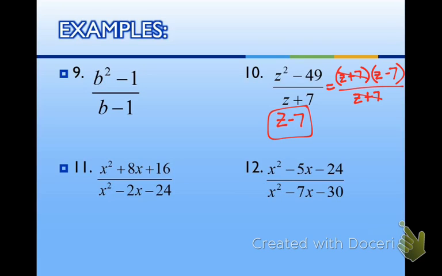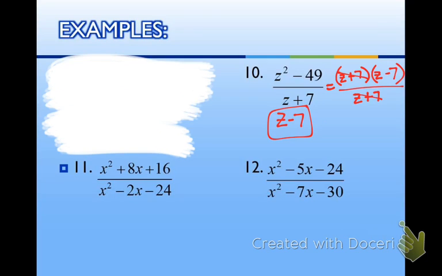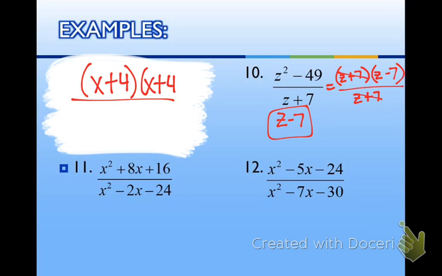All right, I'm going to erase number 9 so I can show my work for 11 above it. Did the numerator factor? Yeah. What did we get? X plus 4. Good, x plus 4 times x plus 4. When we factored out that numerator, x squared plus 8x plus 16. And when we factored the denominator, x plus 4, x minus 6, I would agree. 4 and negative 6 multiply to negative 24 and add up to negative 2.